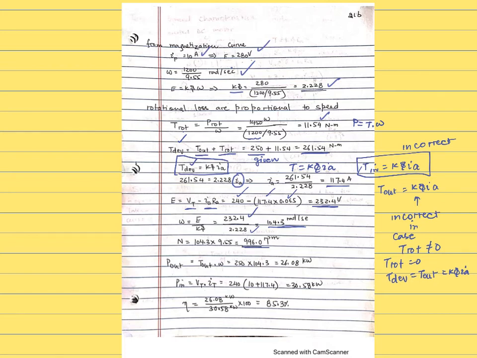With that, for the second part, we need to calculate the efficiency. In order to calculate the efficiency, it's again P output divided by P input. And P output is T output times omega, because this time we know the load torque and we know the speed the machine is running at. The machine is now running at this speed, not 1200 RPM anymore. So 250 is the load torque, the output torque, times the speed from here.